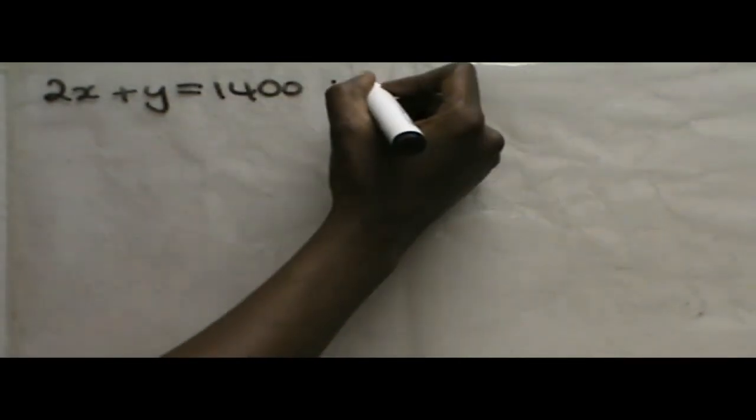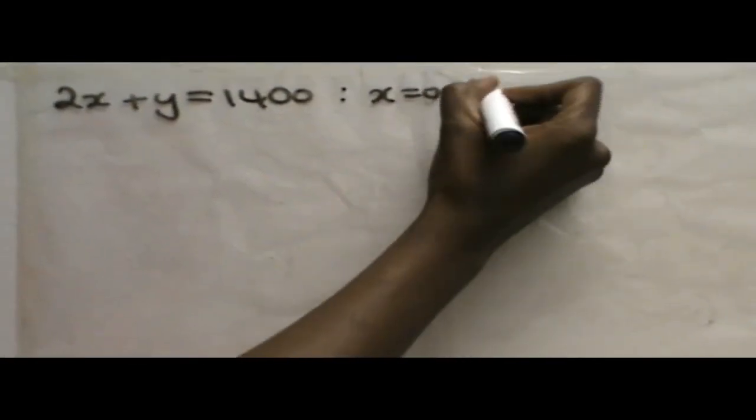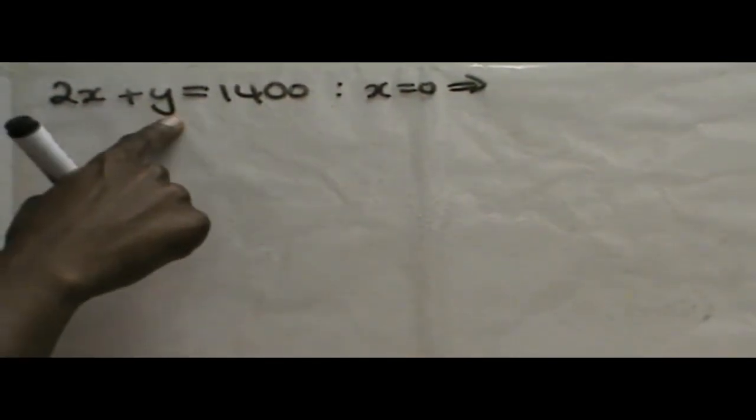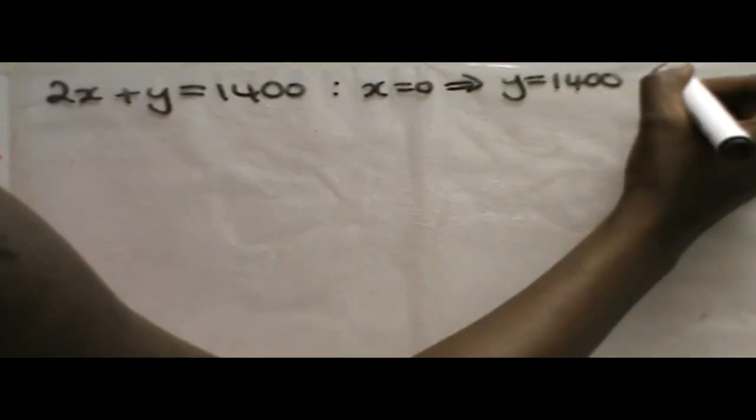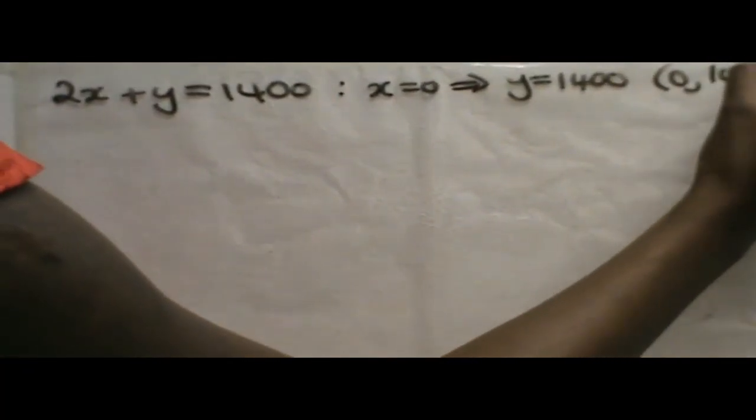Next is 2x plus y equals 1400. This is the line I want to draw, so I need to work out the x and y-intercepts. Remember, with the x-intercept, y is 0; with the y-intercept, x is equal to 0. I will do all of these lines in one step and then we plot them. When x is equal to 0, y is equal to 1400. So this is the point 0, 1400.